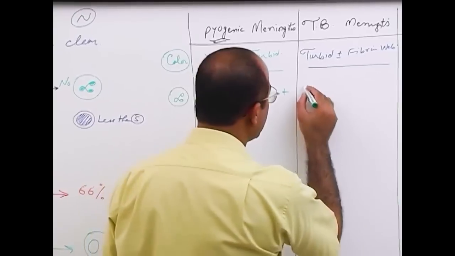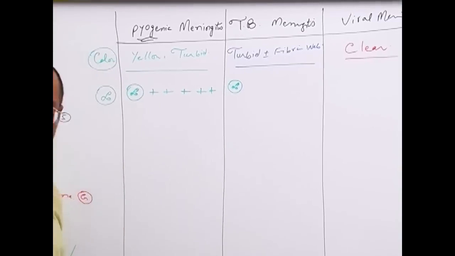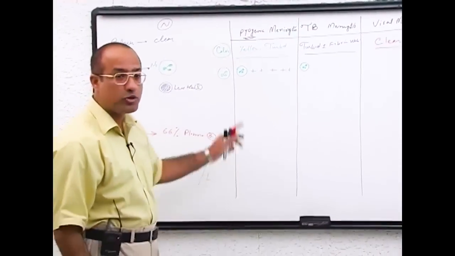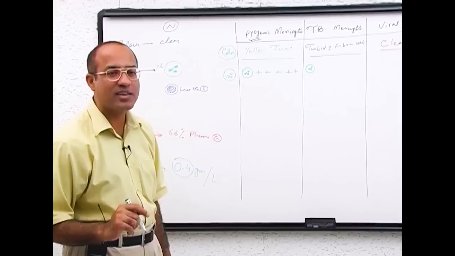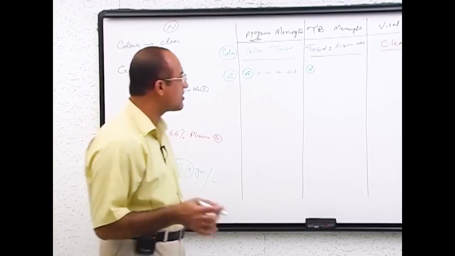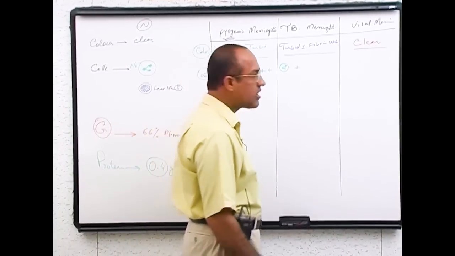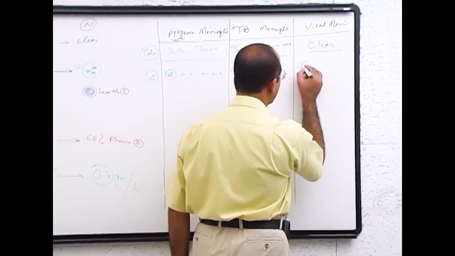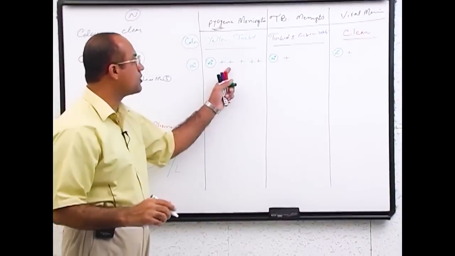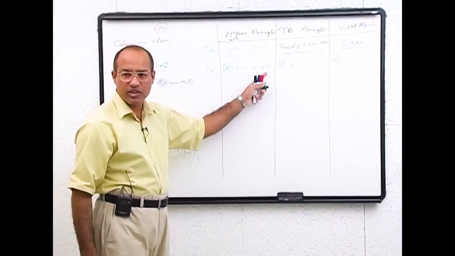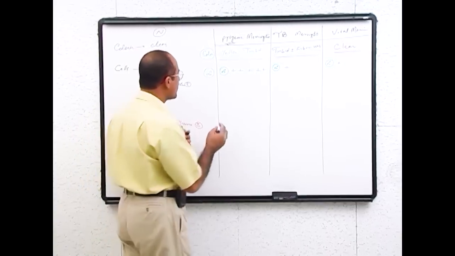But in tuberculous meningitis, because tuberculosis is a chronic inflammation and neutrophils are the cells of acute inflammation, neutrophils are not abundant in tuberculous meningitis. They are very few. And in viral also, neutrophils are very few. So if in the CSF you find a lot of neutrophils, which infection is indicated? Pyogenic bacteria. Then we come to the lymphocytes.